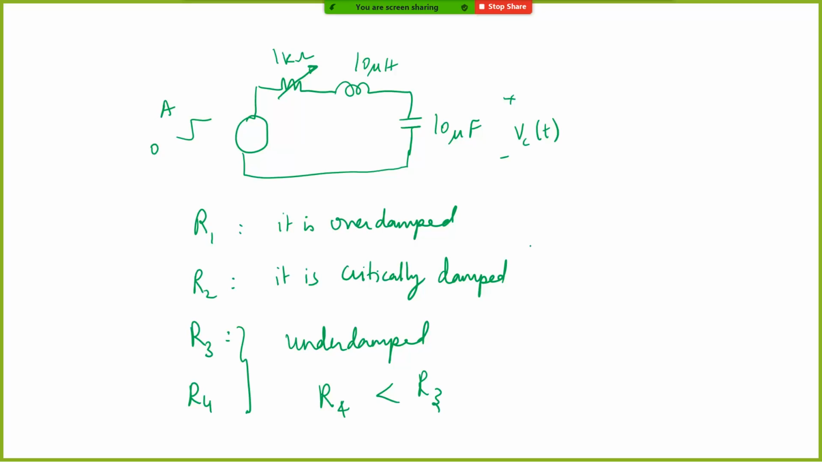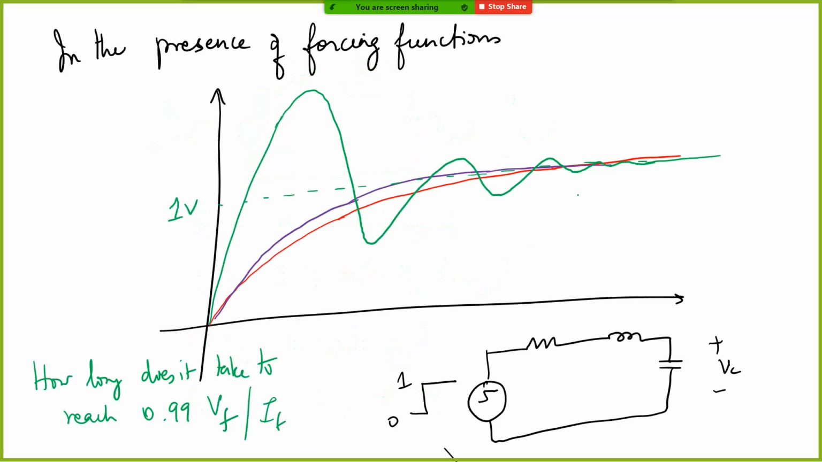So all these questions are answered by this analysis. The settling time in the case of a forced response is how long it takes for the final value, the voltage on the capacitor, to reach within 1% of the final value. The previous definition was valid only for a natural response, where there is no forcing function. Is it clear?